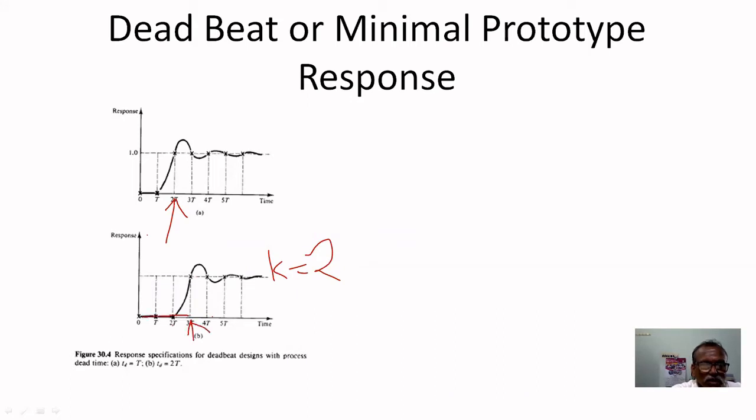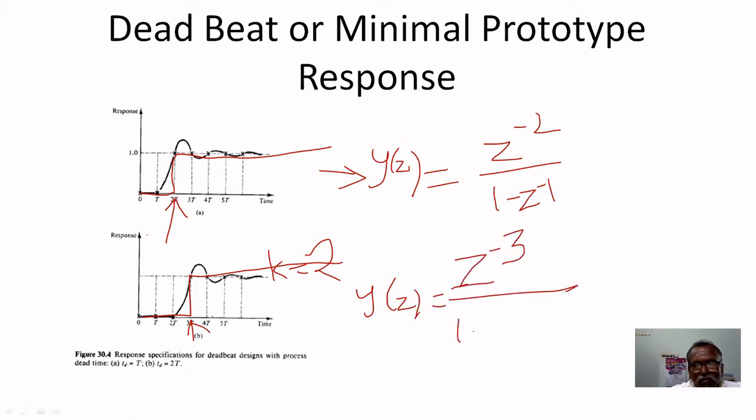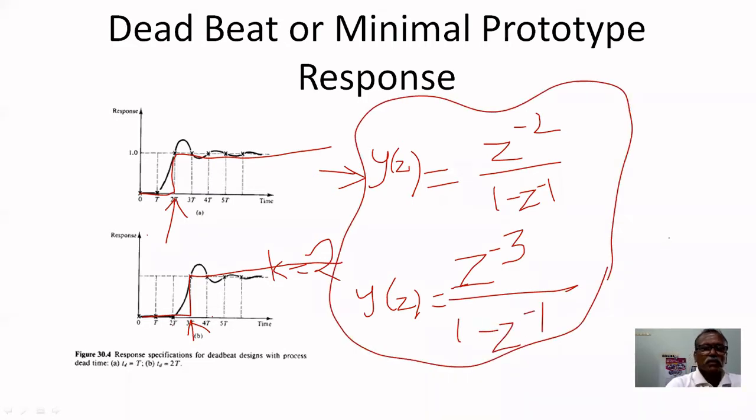So what is the assumption while designing a deadbeat controller? For the earlier case, the assumption is Y of z equals z power minus 2 upon 1 minus z power minus 1. Here, what is the assumption? Y of z equals z power minus 3 upon 1 minus z power minus 1. This is the assumption we made while designing the deadbeat controller if the system has dead time.